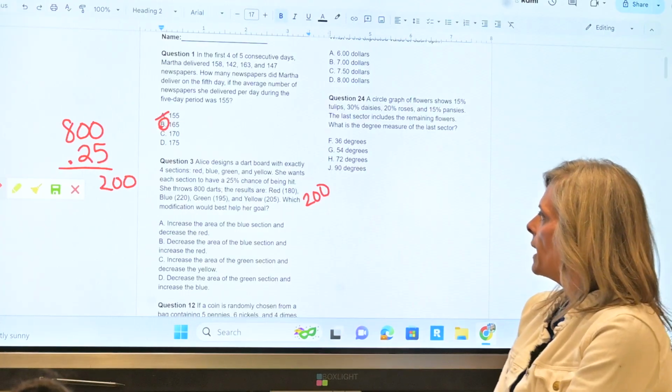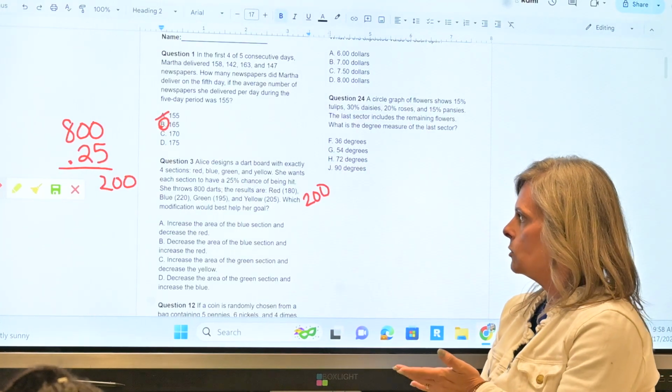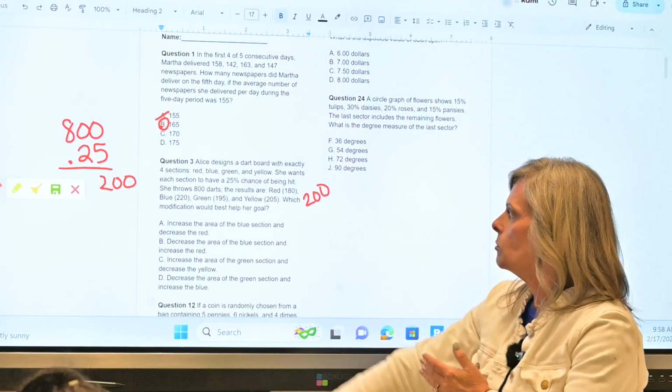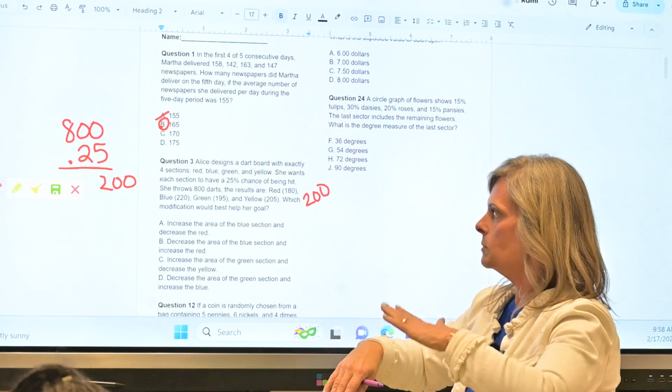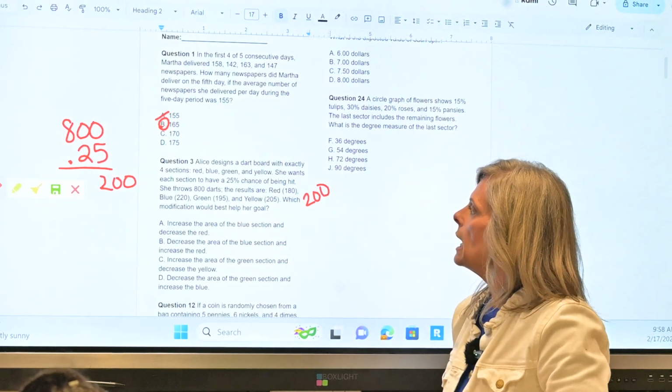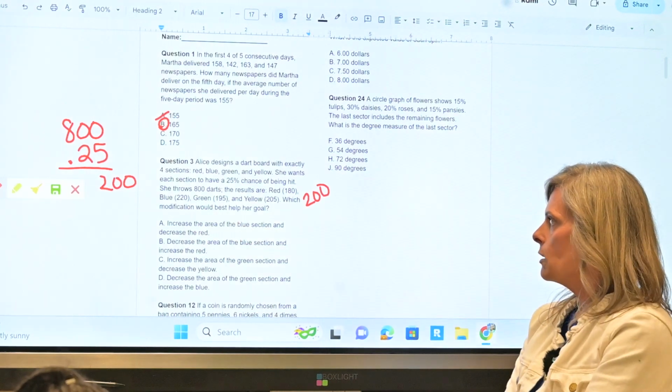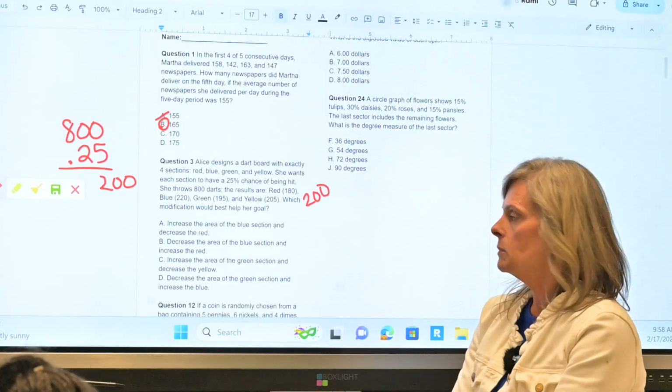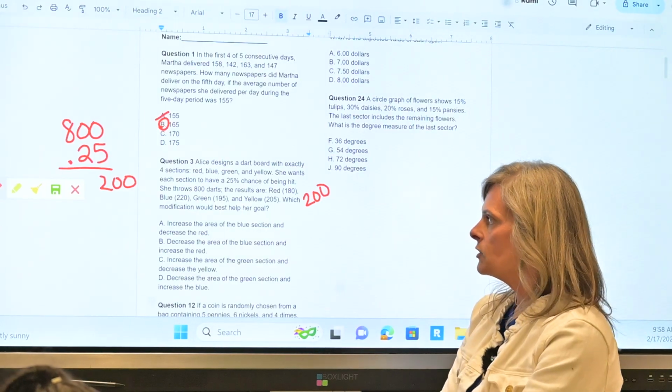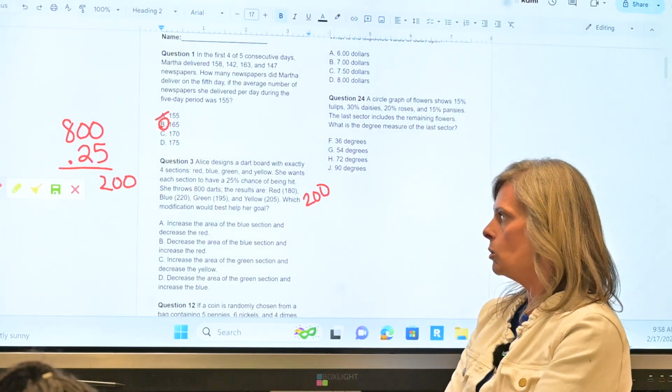So if you look at the red, it's 180, that could come up a little bit, right? The blue is 220, it could come down a little bit. And honestly, the green and the yellow are so close, we're probably not gonna manipulate those at all. So which modification would best help her goal?